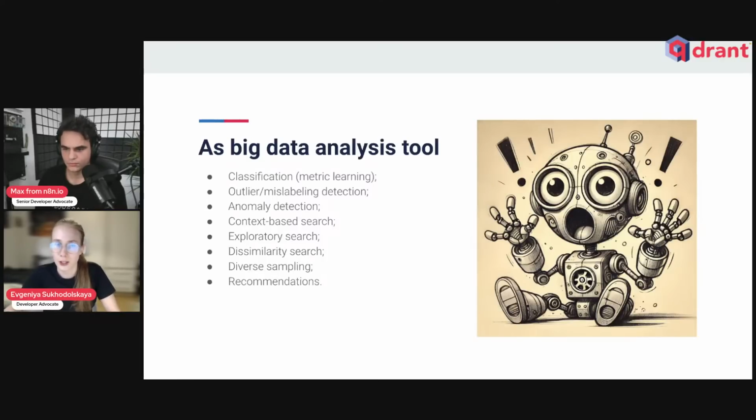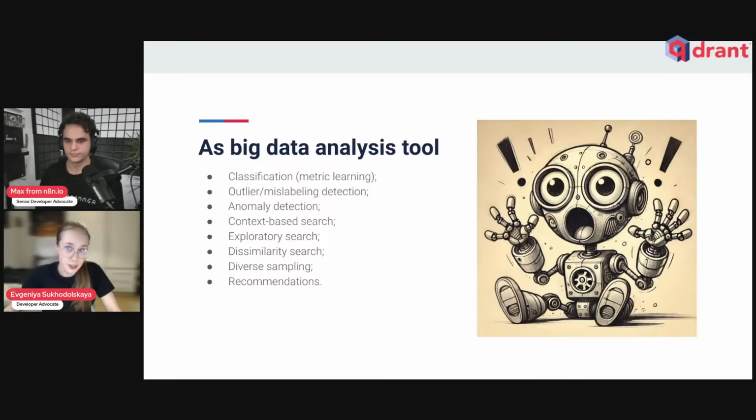So I'm here to stop this nonsense. And I'm going to tell you how to use vector databases as a tool for agents, but use them for classification, outlier or mislabeling detection, anomaly detection, and they can also be used for many, many other things like context-based search, exploratory search, yada, yada. But if I'm going to give you all of them, we're going to sit here till tomorrow. So I'm going to limit myself a little bit.